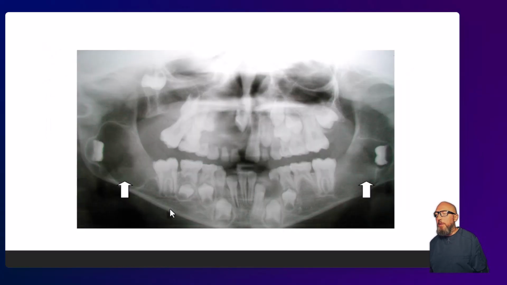Oh, one more example here. What about this one? It's nice and symmetric. We see it in both sides of the mandible, but look at where it's pushing the teeth. This one pushing the developing second molars, it is actually pushing them posteriorly. That's more your OKC, and we also have something here developing around the premolar crown. And so this is another case of BCN, basal cell nevoid.